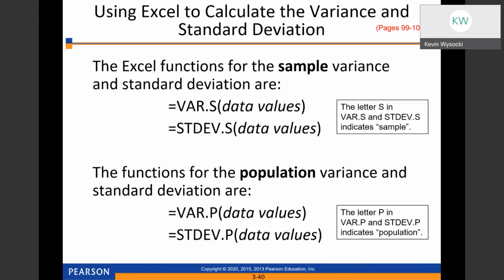Just like the mean, median, and mode, you can find the sample variance using equals var.s and then highlight your values. Same thing with the sample standard deviation, you put stdev.s and your data values. That's the one you're probably going to use the most often when answering your questions. Usually they give you data from a sample, not the entire population. If you did want to use the population, it's the same start, but then it's .p for them.